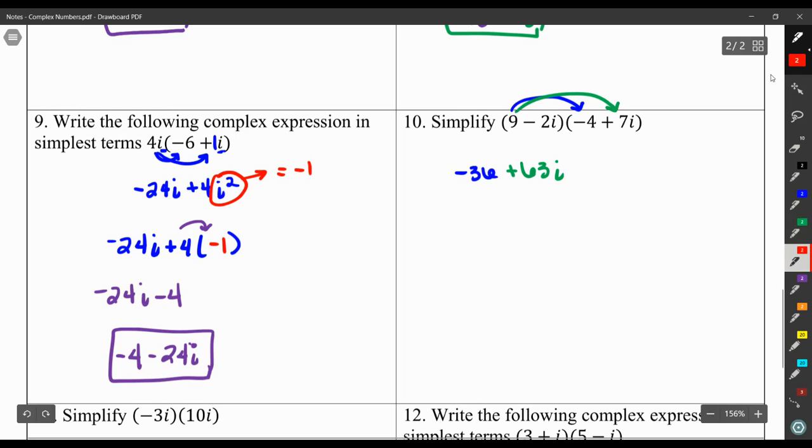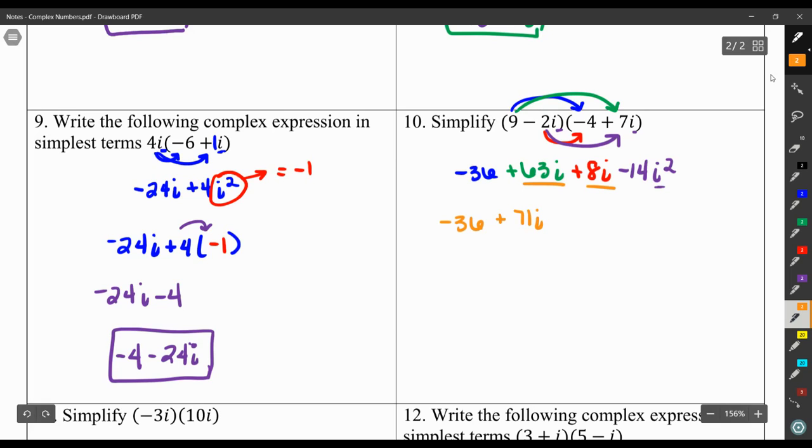Now we're going to do the same process with the negative 2i. So negative 2i times negative 4 makes a positive 8i. And then finally, negative 2i times 7i will make negative 14i squared. Because remember that i times i makes i squared. Now that you've got everything multiplied, combine up what you can. So 63i and 8i are like terms. So you've got negative 36 plus 71i minus 14i squared.